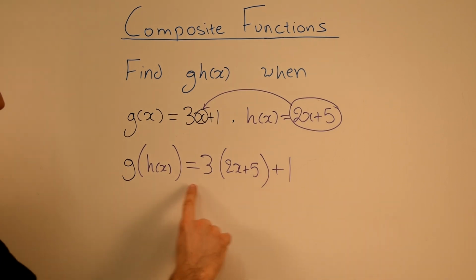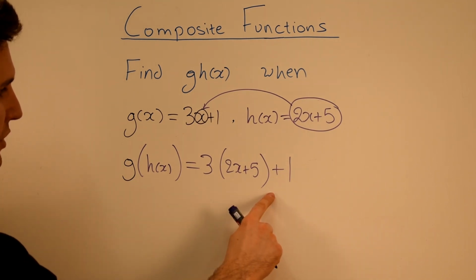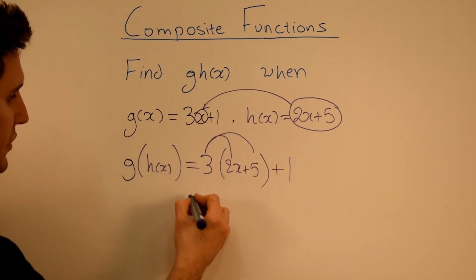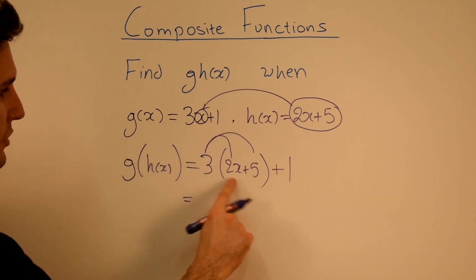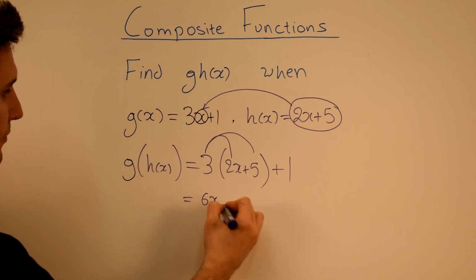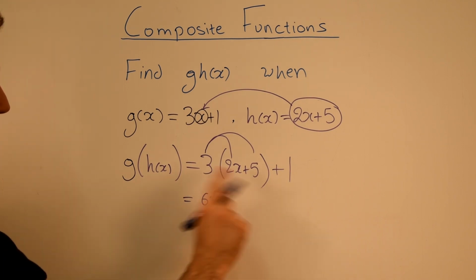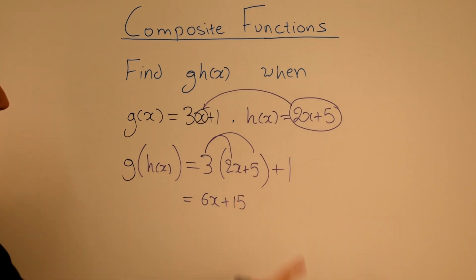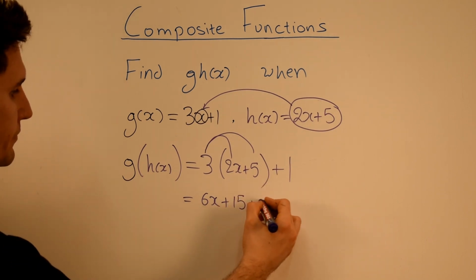Now let's go ahead and simplify this expression. To simplify it, we have to expand the brackets here. So to expand the brackets, we're going to use the claw method, which means we will have to do 3 times 2x, which gives us 6x, and then 3 times 5, which gives us 15. So we have plus 15. And finally, let's not forget to add 1.